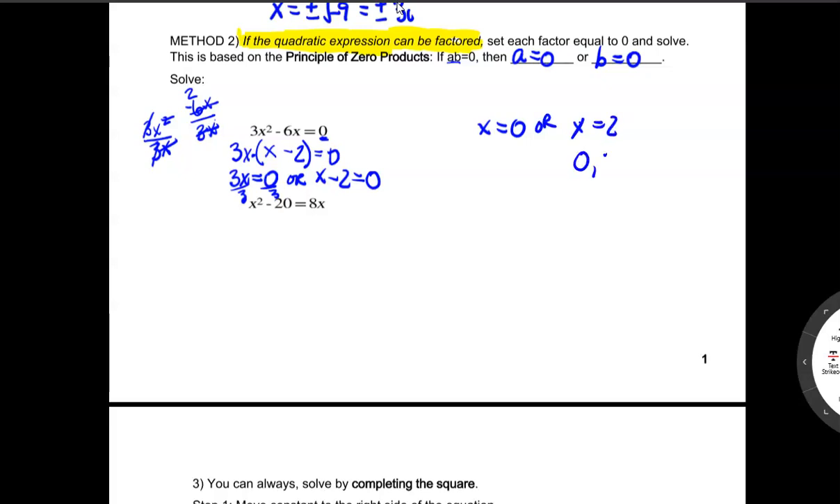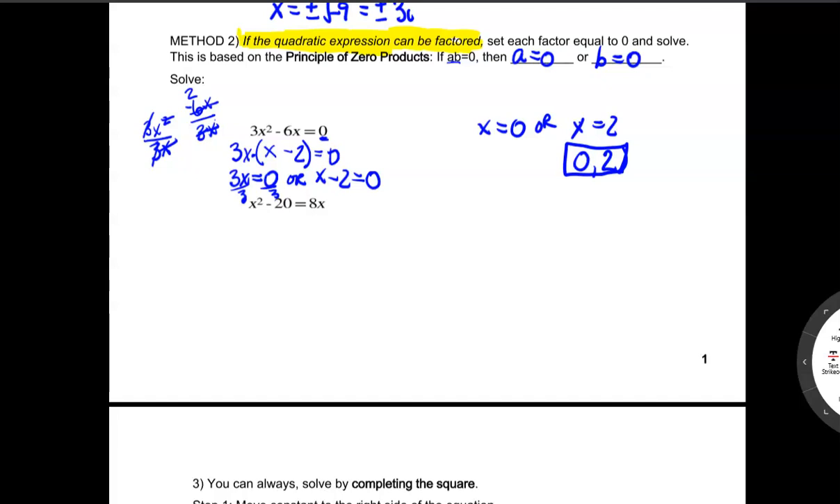So we get two answers, 0 and 2. I'm just listing these together. That's not an ordered pair. That's just two answers. And we can check this. Let's plug the 0 in. 3 times x squared, so 3 times 0 squared minus 6, 0. Well, both of those terms are going to be 0, so that works, right?